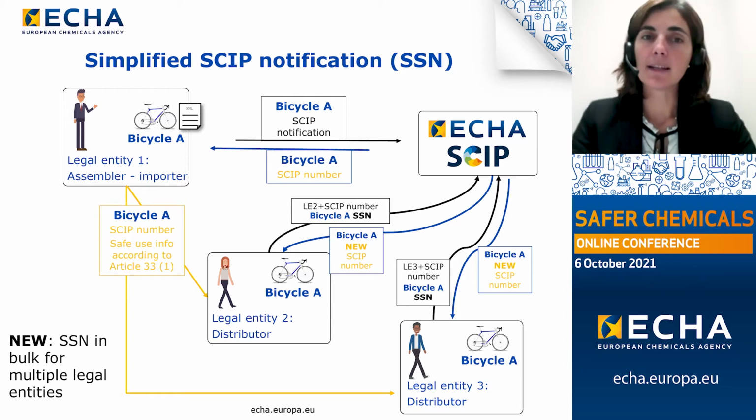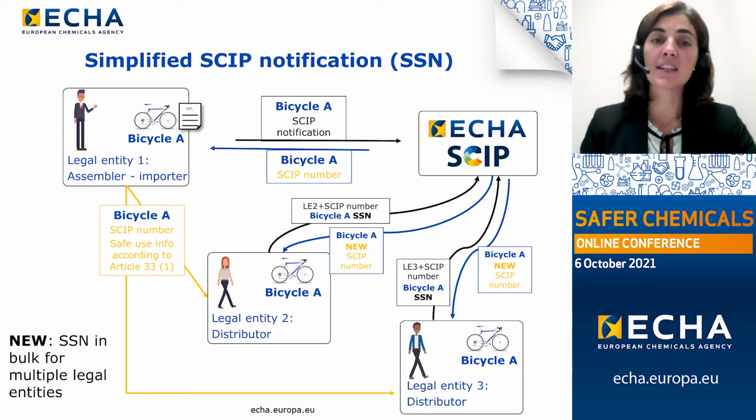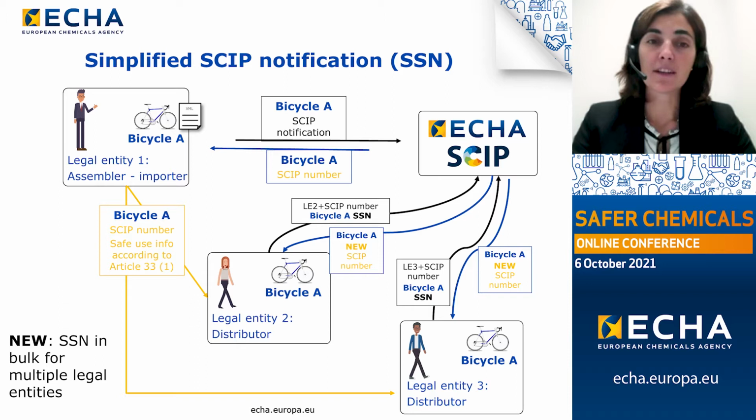If this legal entity 1, this assembler of the bicycle or this importer of the bicycle, wants to support their clients, distributor 2 and distributor 3, it can share with them the SCIP number it has received from ECHA to allow them to fulfill their SCIP obligation by referring to the data that it has submitted. For example, legal entity 1 can share the SCIP number of bicycle A as part of the safe use information that it usually provides to them.